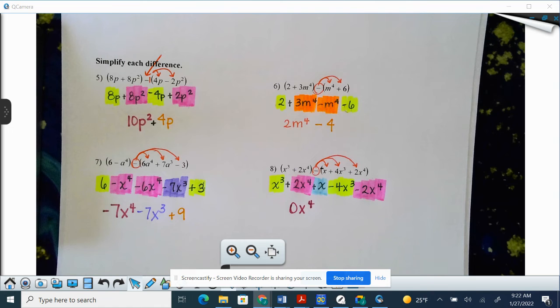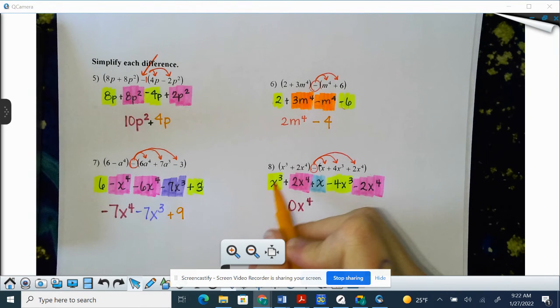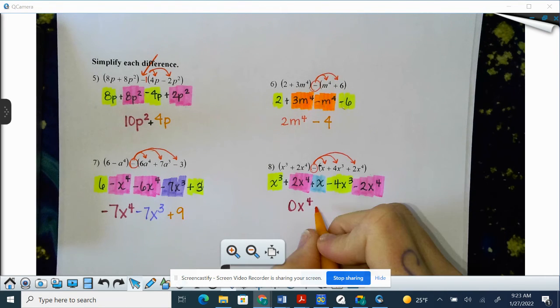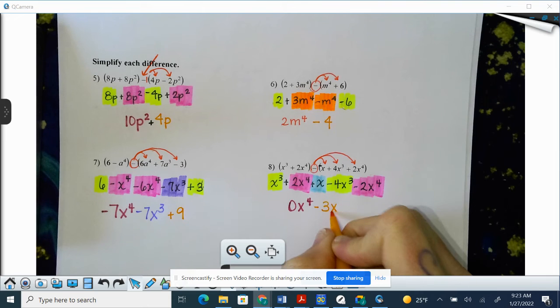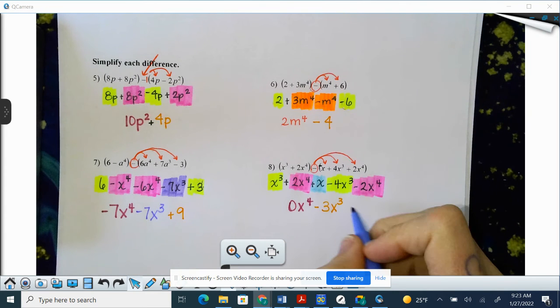Then x to the third is the next lowest exponent. So negative 4x to the third and x to the third. That means I have 1, I spent 4. Minus 3x to the third. And then last but not least, our blue or our x, just our variable. So that's going to be plus x.